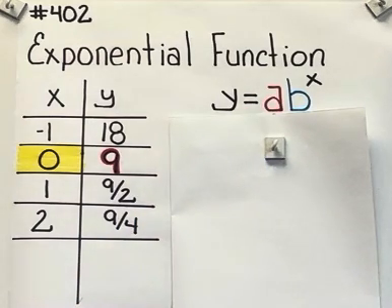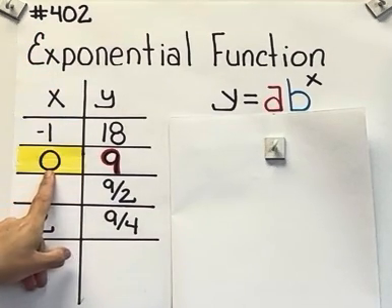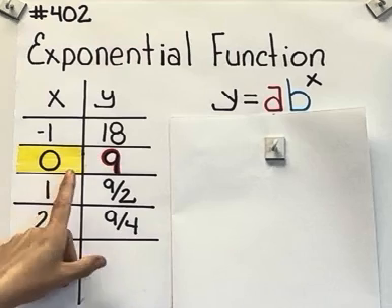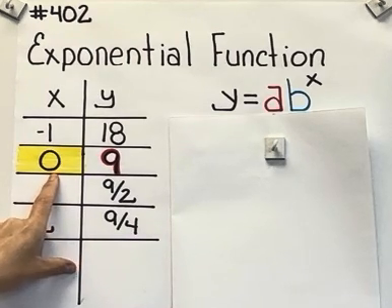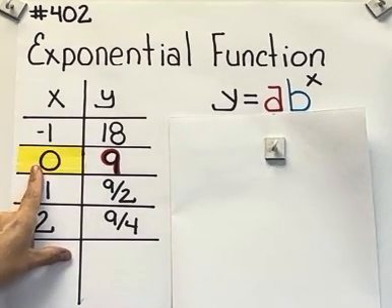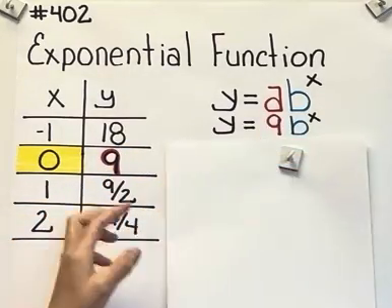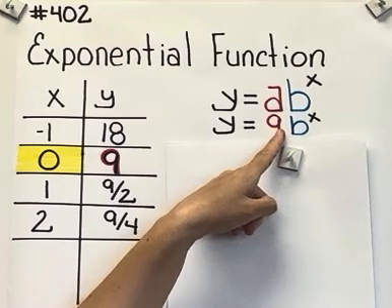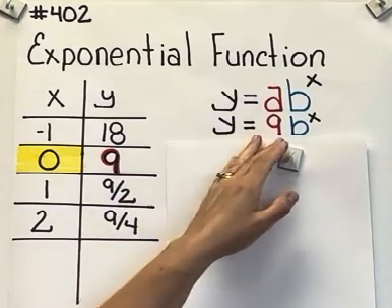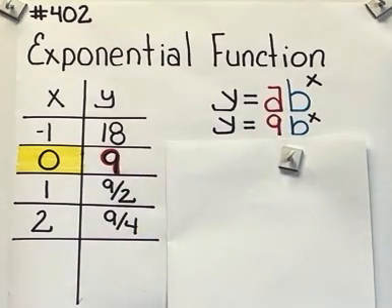So if you have a table of values, what you want to do is immediately look for the point that has an x value of 0. If I have an x value of 0, then that's when the time was 0. So right away in this one, I know that the a is 9. Okay, now that I have the a, I need to find the b.